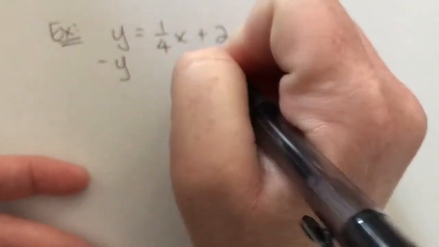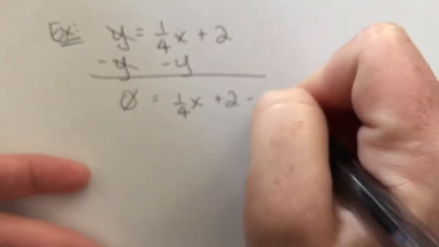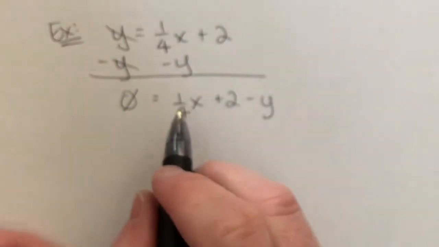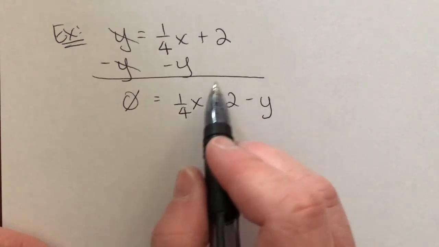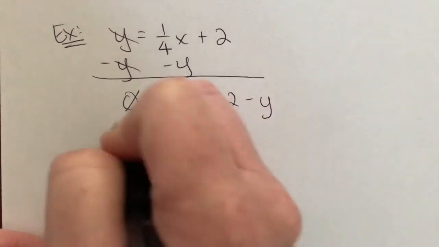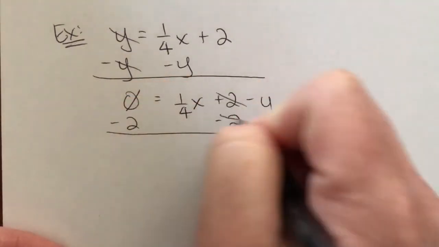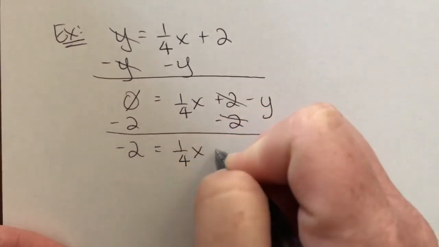Okay, so I'm going to say minus y, and over here, it doesn't really matter where I write it, minus y, these go away. 0 equals 1/4 x plus 2 minus y. I have x and y on the same side of the equal sign now. Now I need to get this plain number over here. That's my c, okay? So minus 2, minus 2. Negative 2 equals 1/4 x minus y.